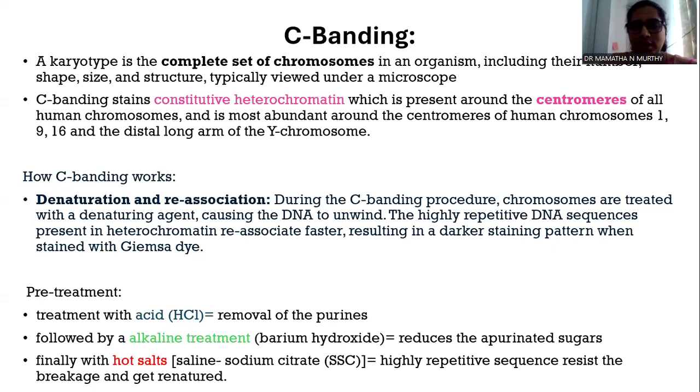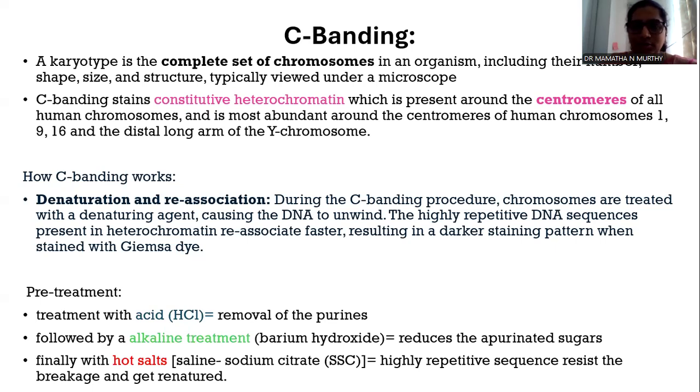So we humans have a total of 46 chromosomes, 22 pairs of autosomes, given numbers 1 to 22. In females, there are two X chromosomes. In males, we have X and Y chromosomes.